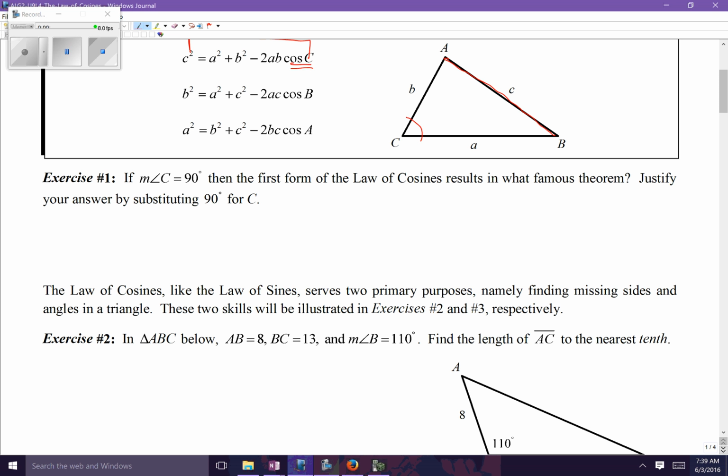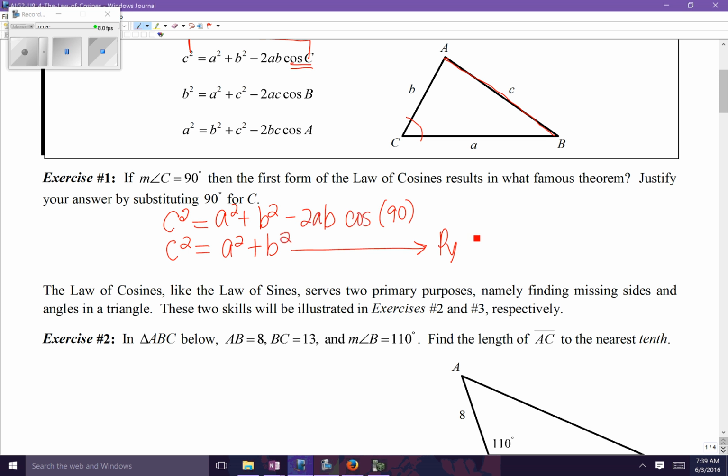So we're going to go ahead and use C squared equals A squared plus B squared minus 2AB cosine. But this time we're going to substitute in 90 degrees. And if you remember, the cosine of 90 has a value of 0. So we're going to have C squared equals A squared plus B squared, because minus 2AB times 0 is just going to be 0. So if you remember, this is the good old Pythagorean theorem.